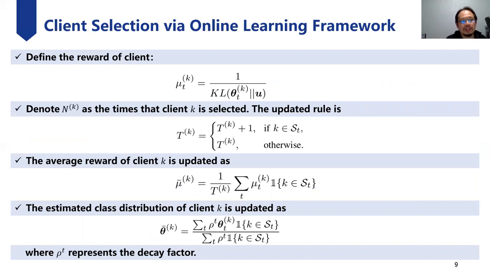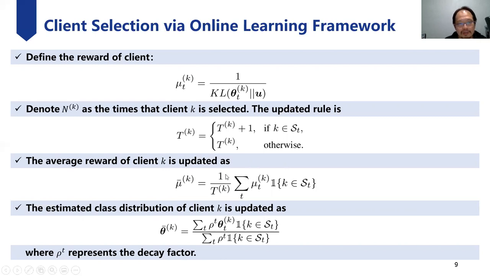As you can see, the client selection of the online learning framework has been done by a series of formulas. Then we can translate them into algorithms step by step. So first of all, we need to know the rewards of the client for every single thing it has done. Then we have the reward for that. Then we denote the number of times that client K is selected. So the update rule is given by this. Then the average reward of client K is updated by that.